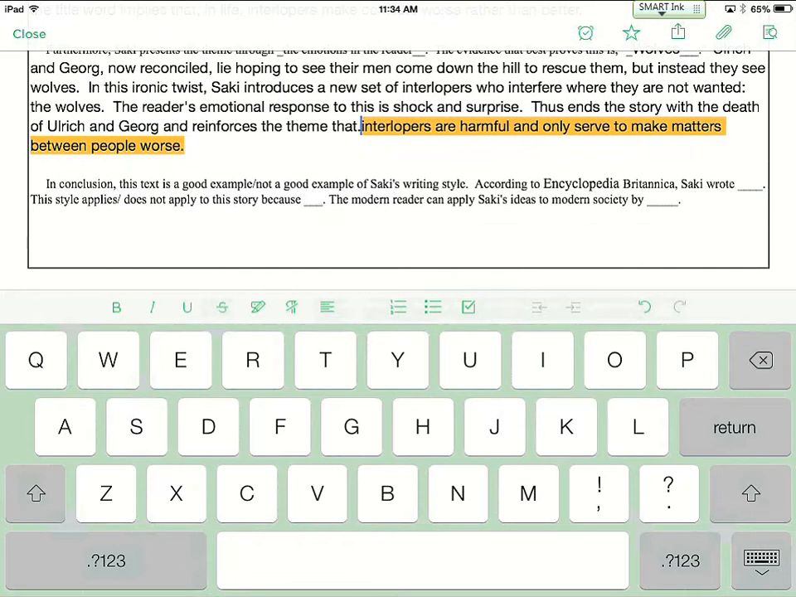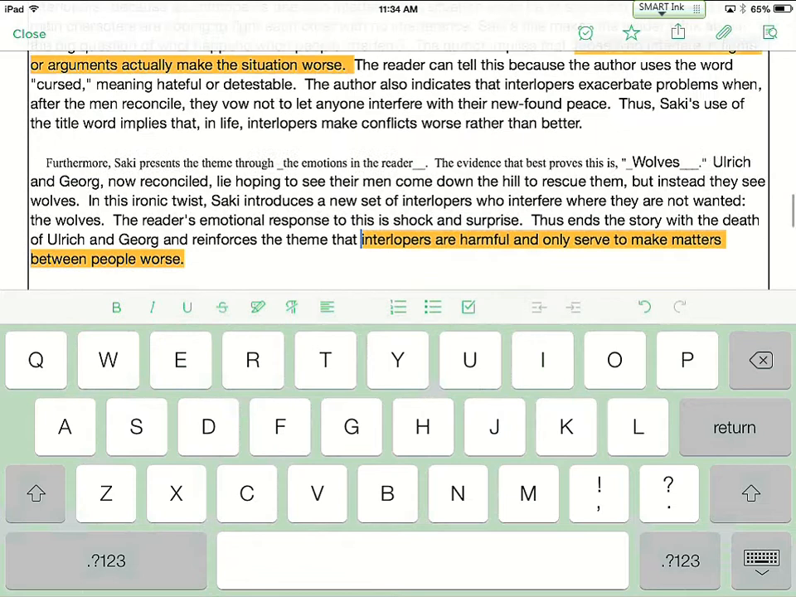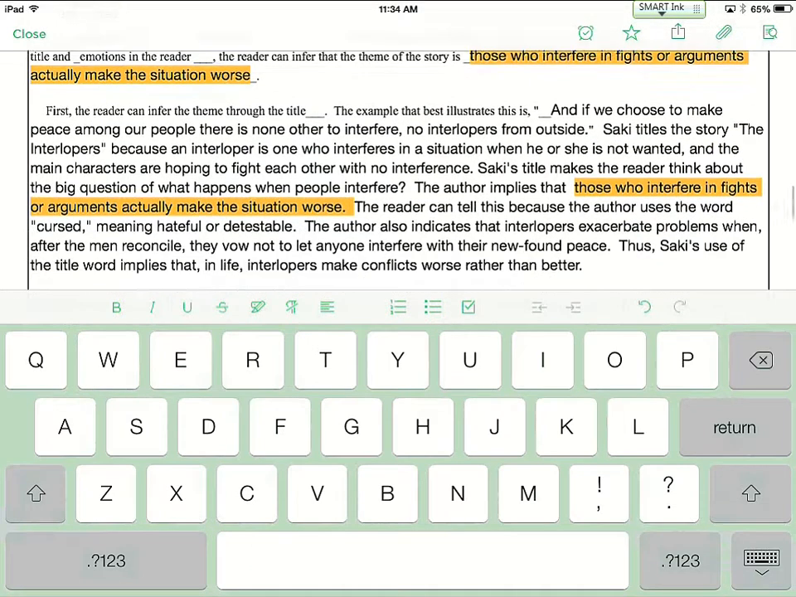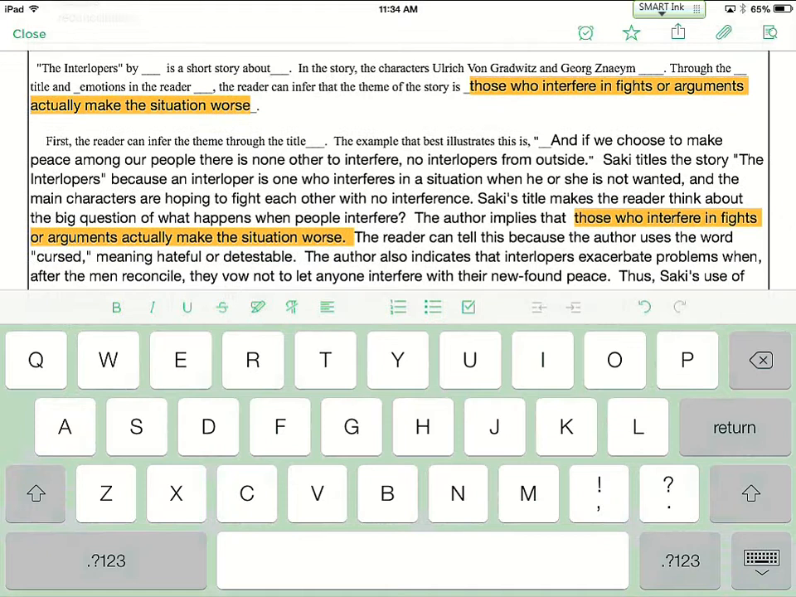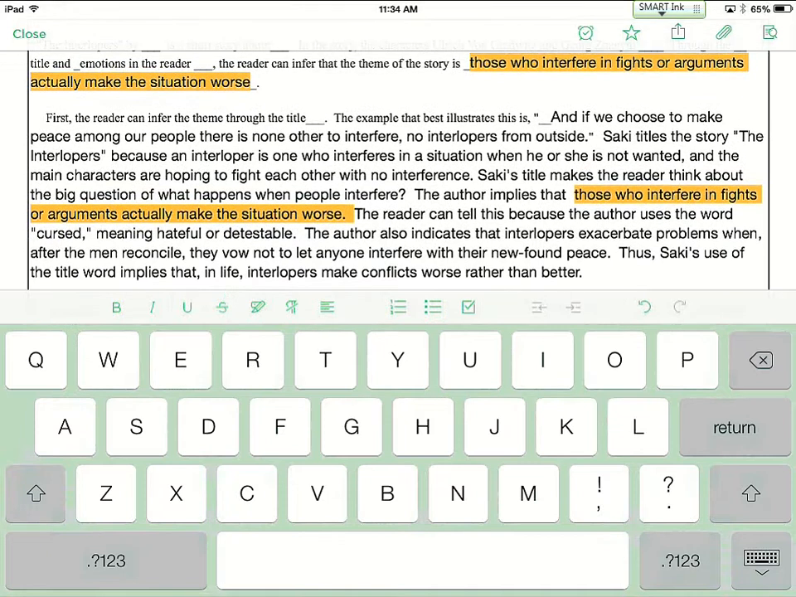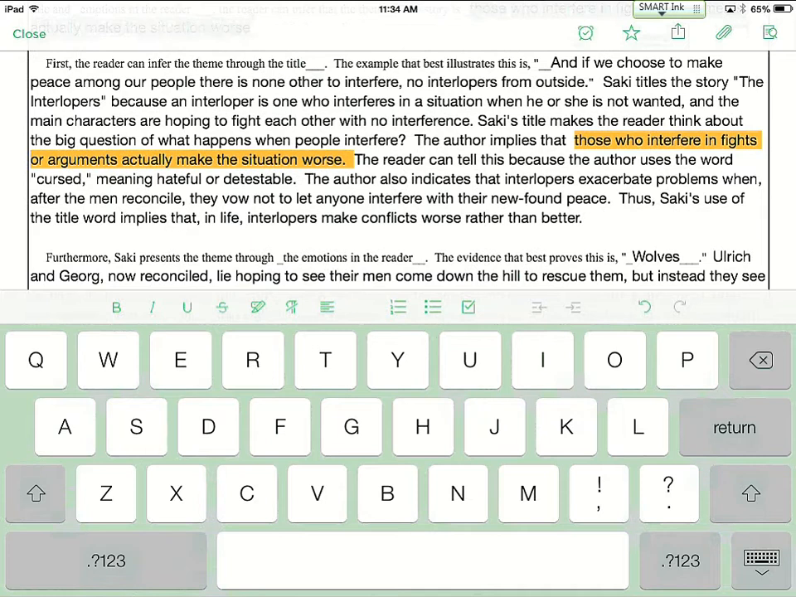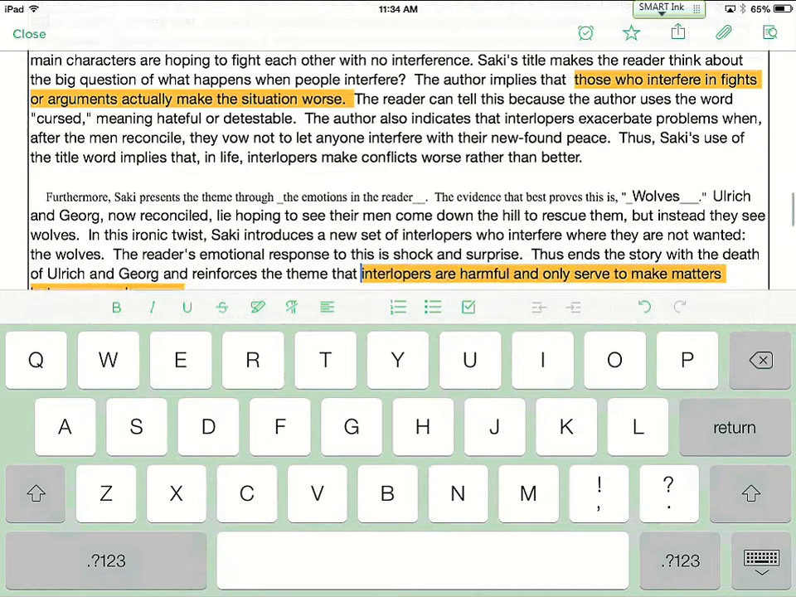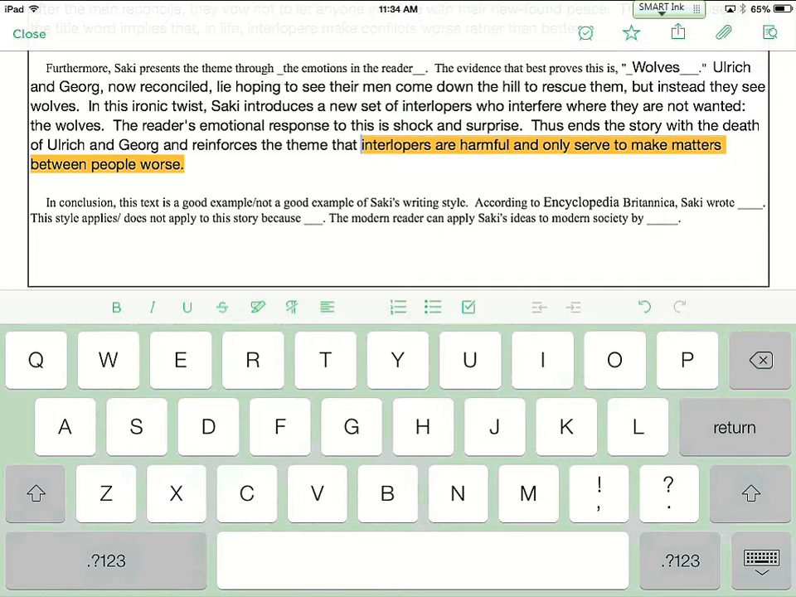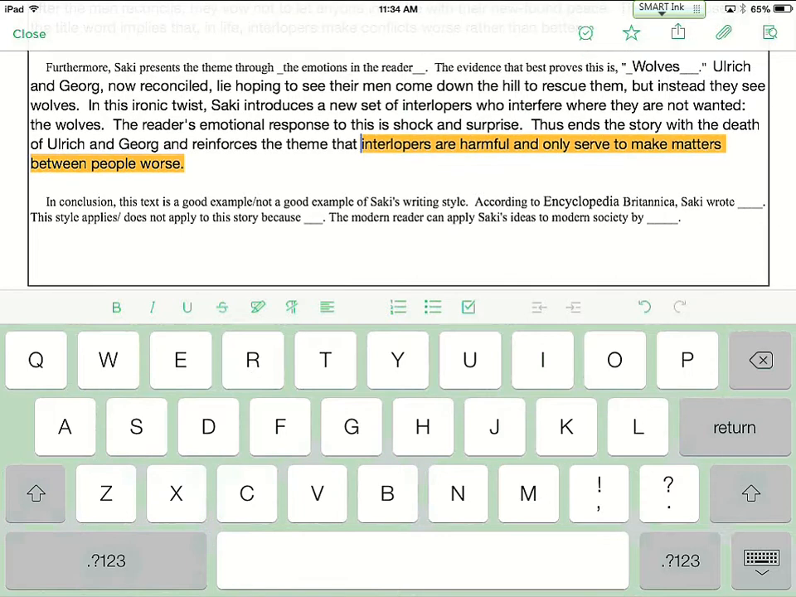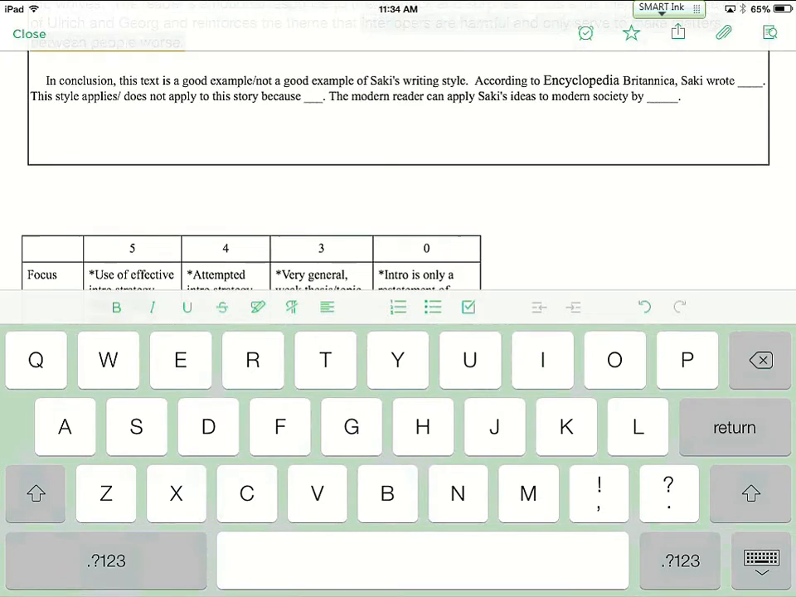Now, look at what you've written. You have an introduction. Don't forget to fill in the blanks. You have your thesis. You have a body paragraph that talks about the title, gives a quote and explains it, a transition, a body paragraph that gives a quote and explains it, and now you have a conclusion. You need to fill out the conclusion based on what you remember about Saki and his writing. If you don't remember, you might want to go back and look at that paraphrasing, summarizing Saki assignment we did. Read your summary again and see if you can remember what kind of writing Saki did.